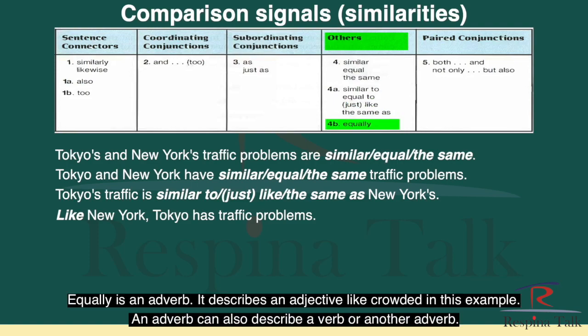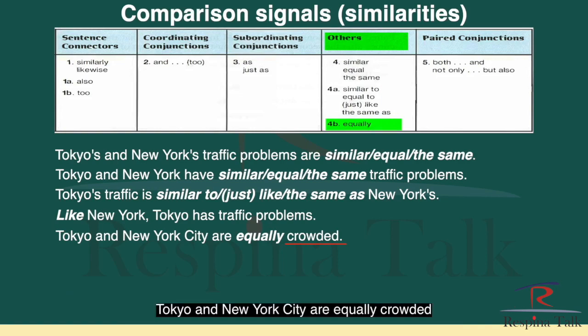Equally is an adverb. It describes an adjective, like crowded in this example. An adverb can also describe a verb or another adverb. For example, Tokyo and New York City are equally crowded.